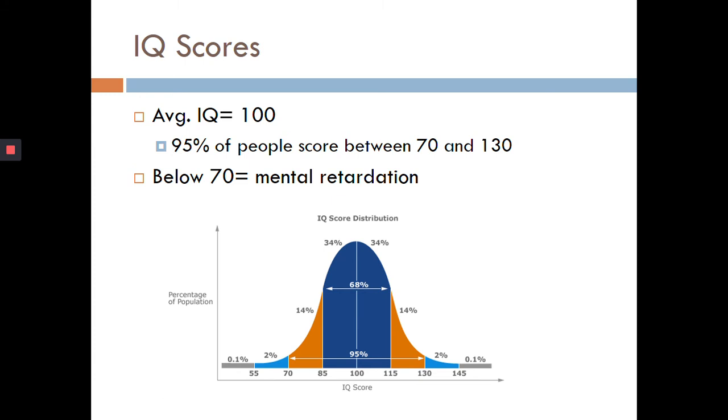Okay. If you're looking at 1 standard deviation, which would be 68% of the population, they're going to have scores ranging from 85 to 115. So remember, we're looking at standard deviations. 1 standard deviation is either 34% above the average score, or the mean, or 34% below the average.